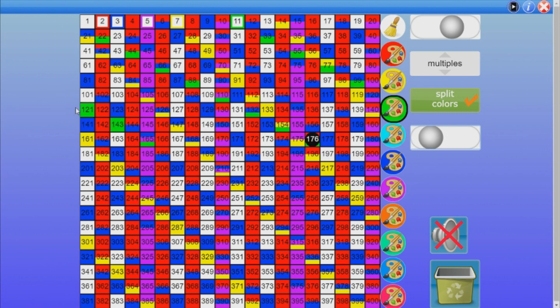So let's look at where is 121. There you are. Click. Oh, that's very slow. Too slow. Come on, speed up. There you go. There's 121, the first green multiple of 11. And then there are others, but I don't really care about them. I care about the first one. All right, let's do one more color.